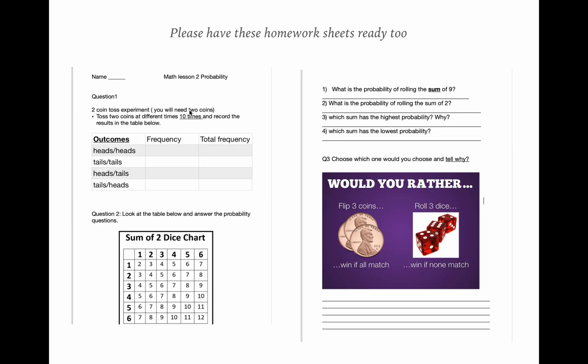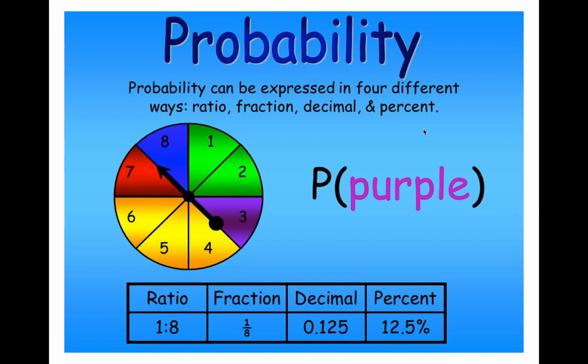Now, for this lesson, you will need these sheets. You will need one for the experiment with 2 coins. So you'll need 2 coins, and then some other questions you can do after the lesson. So please use your notebook to copy these questions, or you can print these sheets out. Now let's begin our second lesson.